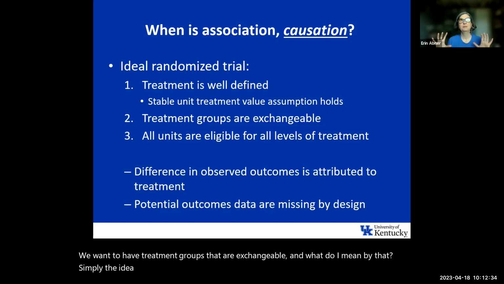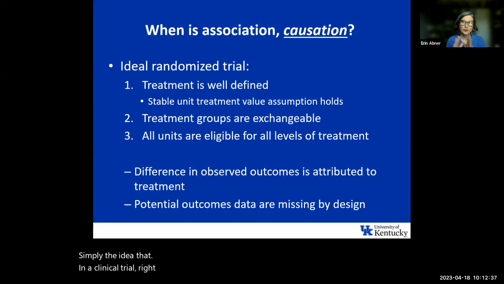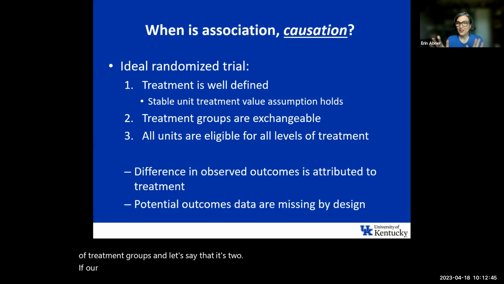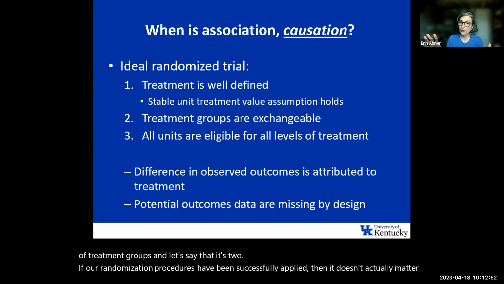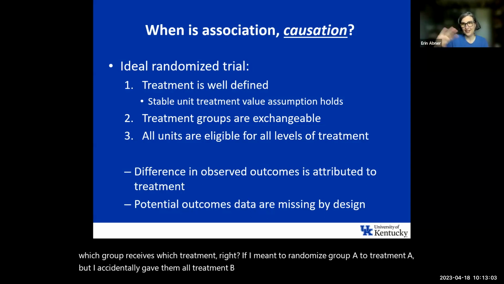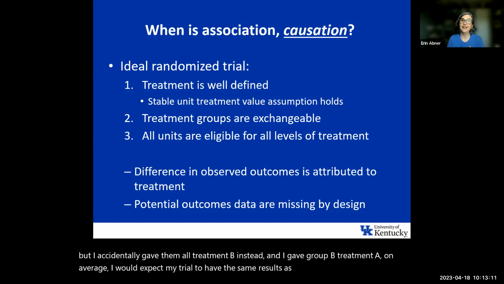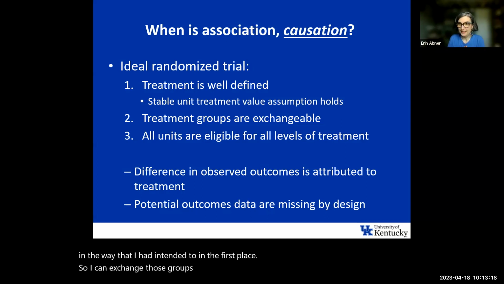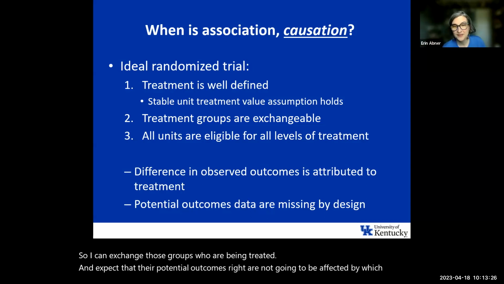Simply the idea that in a clinical trial, right, we have some probability of treatment and we end up with some number of treatment groups, and let's say that it's 2. If our randomization procedures have been successfully applied, then it doesn't actually matter which group receives which treatment, right? If I meant to randomize group A to treatment A, but I accidentally gave them all treatment B instead, and I gave group B treatment A, on average, I would expect my trial to have the same results as if I had assigned the treatments in the way that I had intended to in the first place. So I can exchange those groups who are being treated and expect that their potential outcomes, right, are not going to be affected by which group happened to receive the treatment.